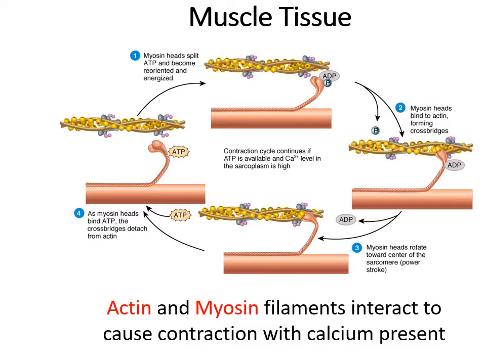Okay, this slide is showing you the importance of actin and myosin filaments and how they overlap each other with energy, of course, ATP, and lead to contraction of skeletal muscles. Okay, so you need calcium present for this to occur, and that's why the sarcoplasmic reticulum is important, because it contains calcium. Plus you need the actin and myosin to overlap for skeletal muscle contraction.